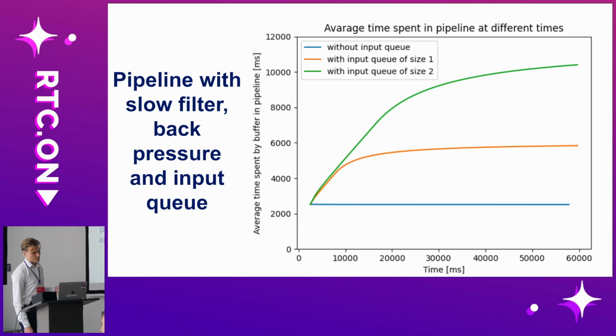However, when we take into consideration the average time spent by a buffer in the pipeline, we can see that for a bigger input queue it's bigger, because there are more places in the queues where the particular buffer needs to wait. So in this particular example, we would of course choose the queue of size 1. However, for your case, you always need to adjust this value of the queue to get the expected result.